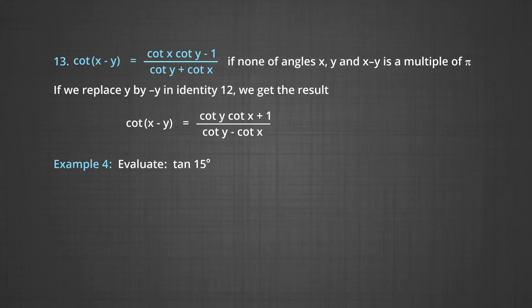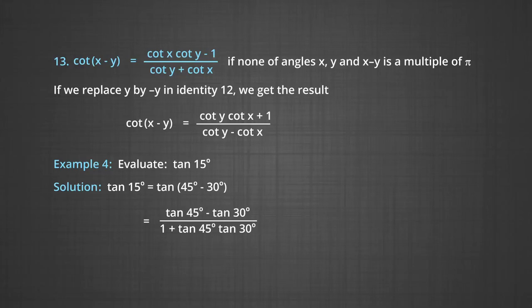Now, we will evaluate tan of 15 degrees. Tan of 15 degrees can be written as tan of 45 degrees minus 30 degrees, which using the identity is equal to tan 45 degrees minus tan 30 degrees divided by 1 plus tan 45 degrees into tan of 30 degrees. Value of tan 30 degrees is 1 by root 3 and value of tan 45 degrees is 1. So, replacing these values by 1 and 1 by root 3, value of tan 15 degrees is 1 minus 1 by root 3 divided by 1 plus 1 by root 3. On taking the LCM, this comes out to be root 3 minus 1 upon root 3 plus 1.